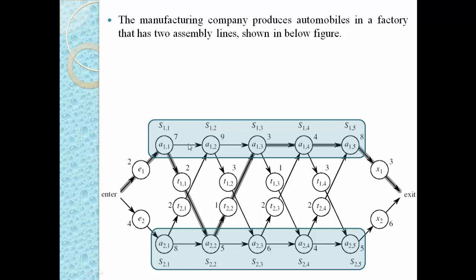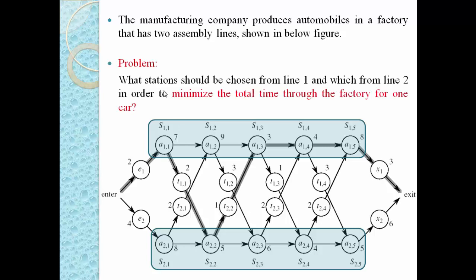Now, what is exactly the problem? The problem here is which stations should be chosen from line number 1 and which from line number 2 in order to minimize the total time through the factory for one car.